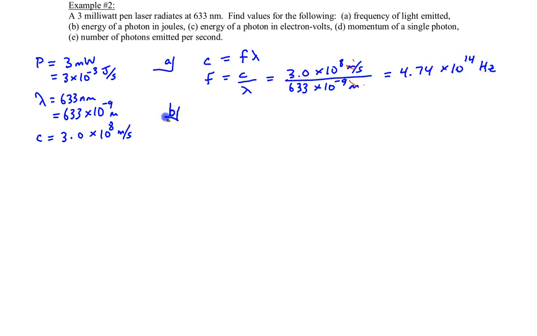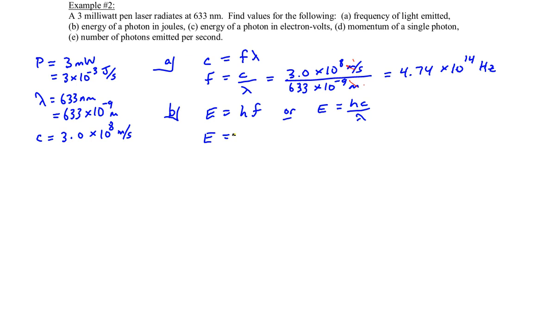Okay, now let's go on to part B. What is the energy of the photon in terms of joules? So we go back to that equation that I actually wrote earlier, E equals h times f, because we now know the frequency. You could also use E equals hc over lambda, because you also know the wavelength. So it's really up to you how you want to solve the problem. I'll stick with the first one that I've written down.